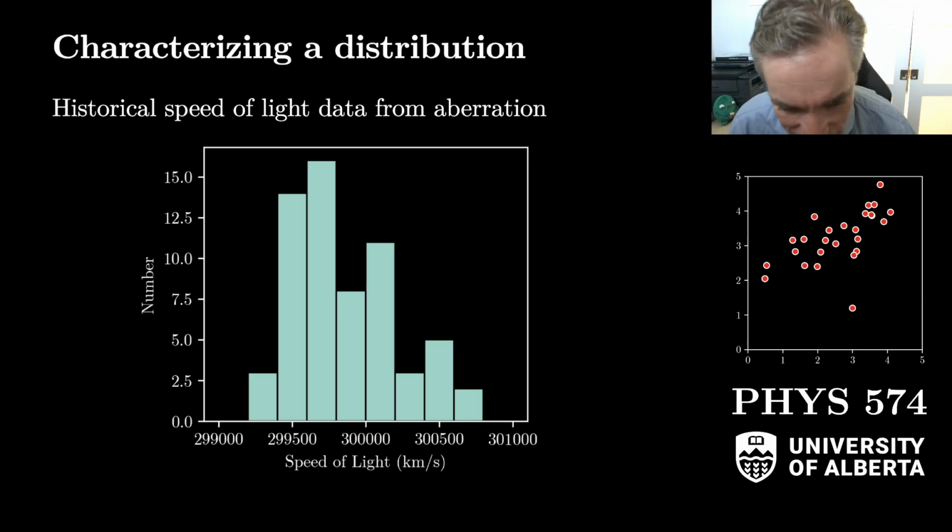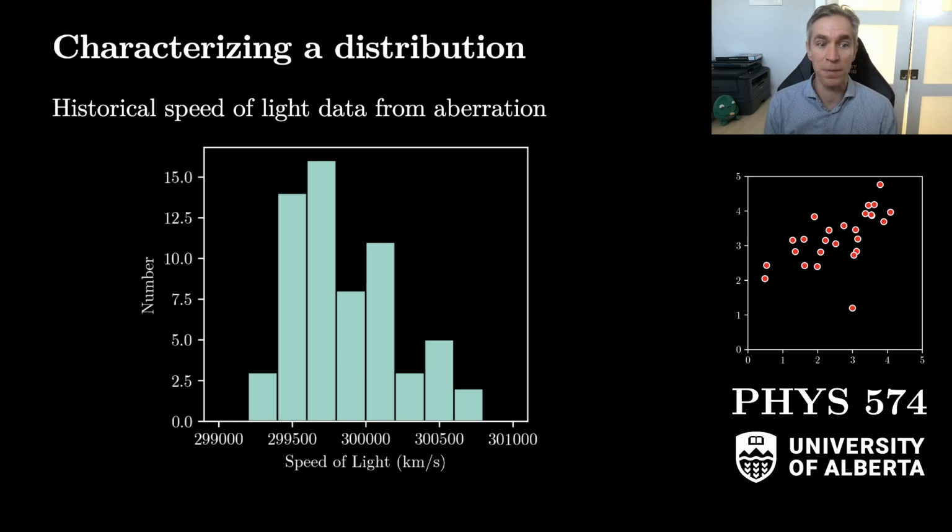This is a data set that you've seen before. This represents historical measurements of the speed of light using the method of aberration. And we know that the answer should be 299,792,458 or so, somewhere around here is the correct value of this distribution of data that people were trying to measure for the actual speed of light in kilometers per second. And we'd like to use this to infer what the speed of light is from these observations.